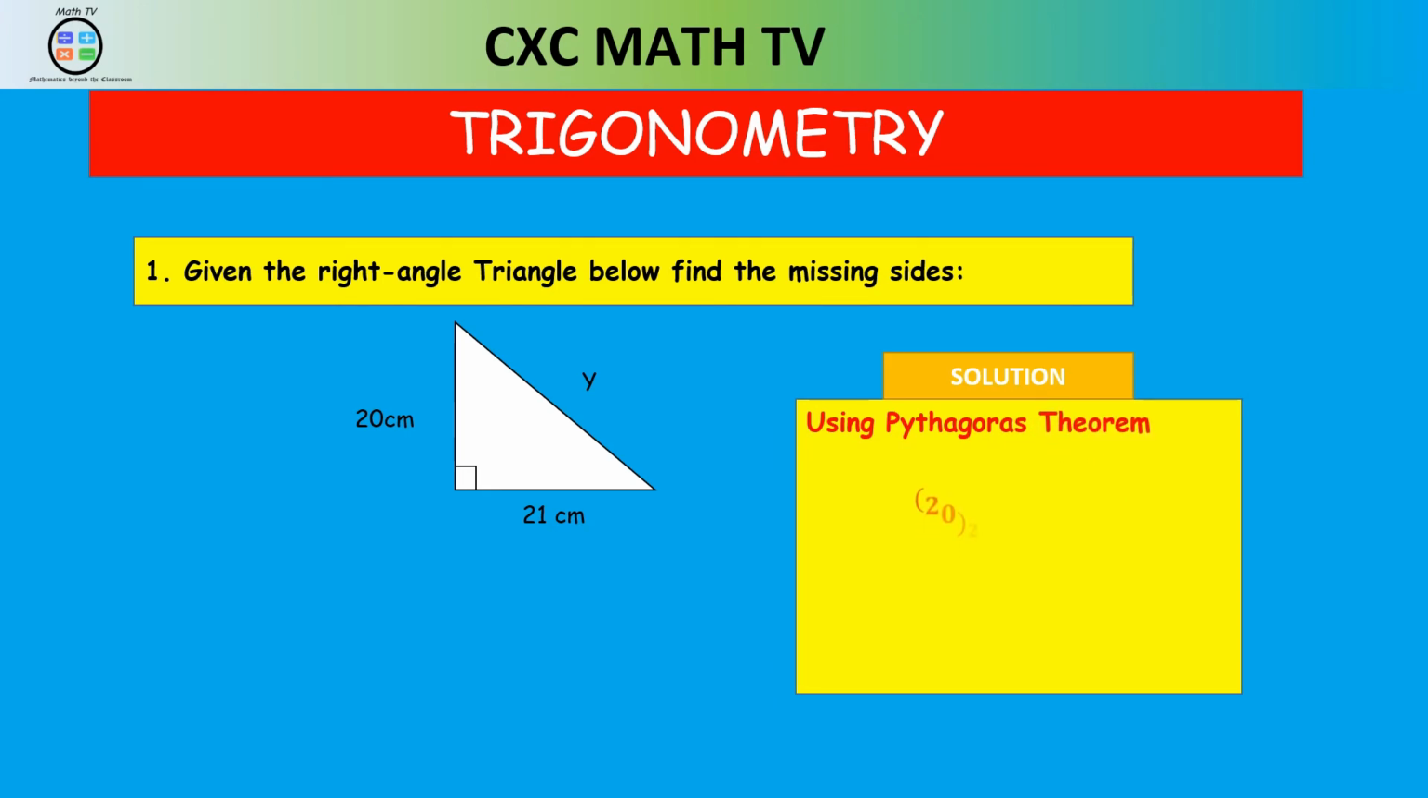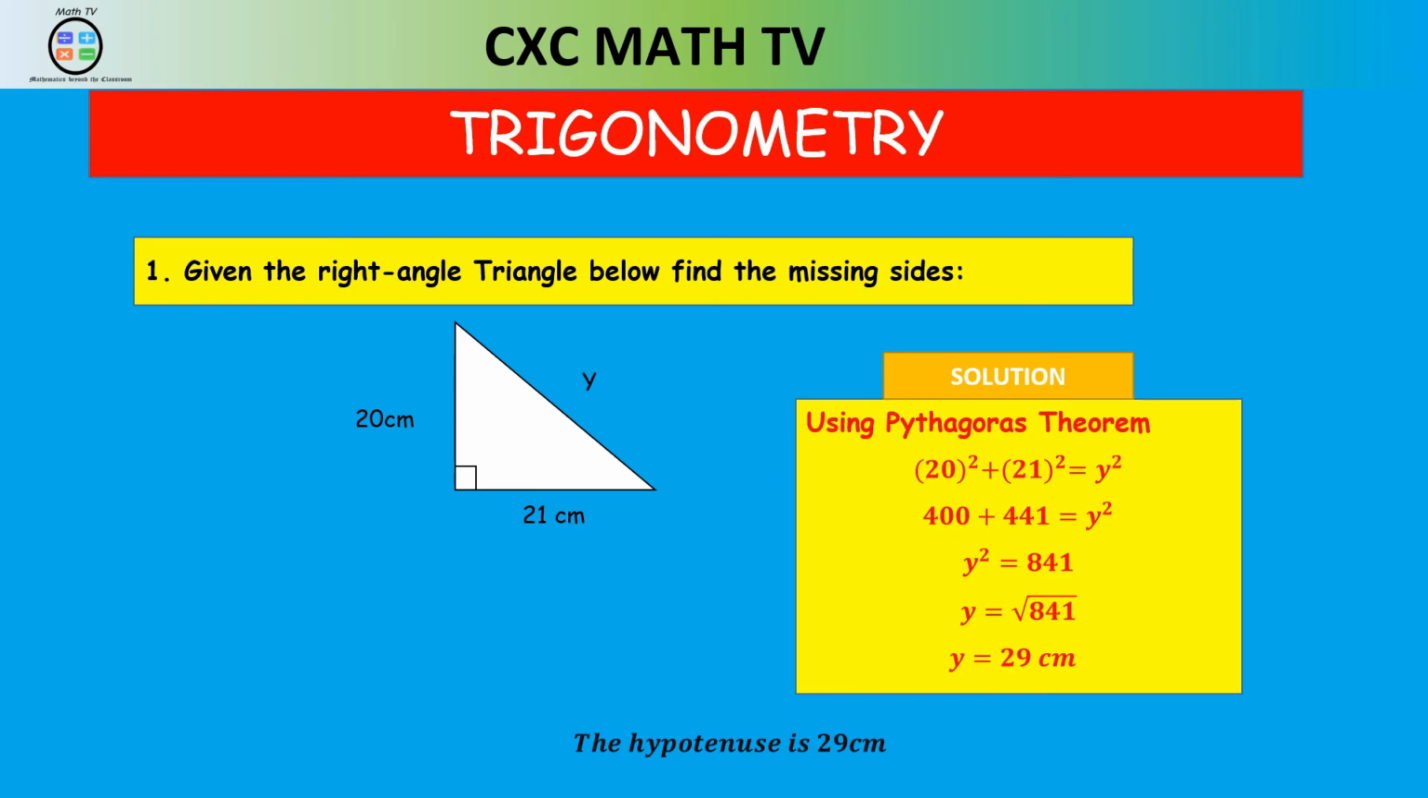And so 20 squared is 400. 21 squared is 441. That's equal to y squared. 400 plus 441 is 841. So y squared is 841, and so y is the square root of 841. And so when you square root 841, we get 29. So the hypotenuse is 29 centimeters. Easy stuff. Nice.